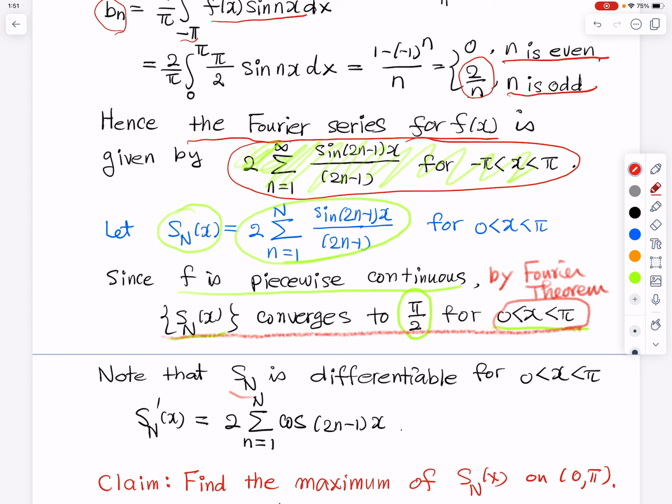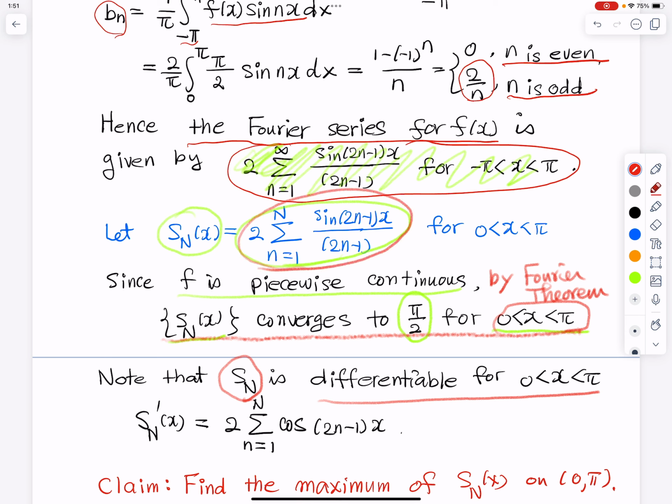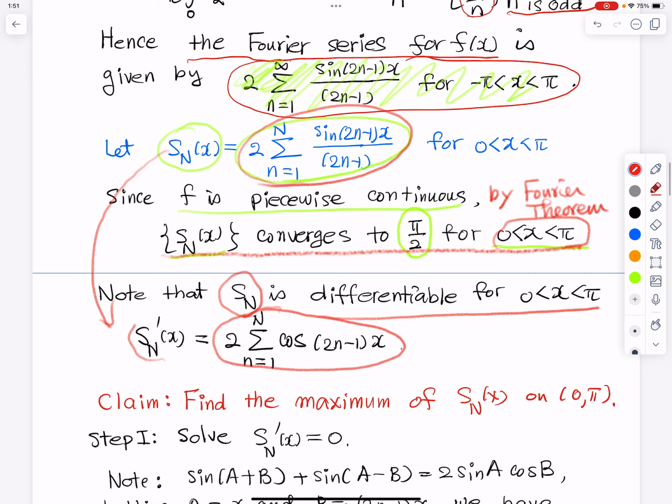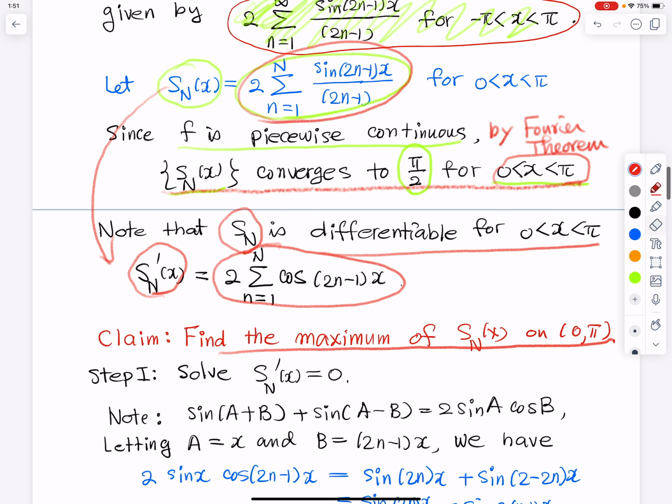And also, the function Sn is differentiable, right? This is differentiable because it is just a finite sum of differentiable functions. So this is obviously differentiable. And when you differentiate, this is just a finite number of terms, so you can differentiate term by term. Then I got 2 times the sum n from 1 to large N of cosine (2n minus 1)x. Okay. Then you have the derivative function. You can find the maximum. Let's find the maximum value of Sn on 0 to pi. In order to compute the maximum, because this is a differentiable function, we first get the critical points.